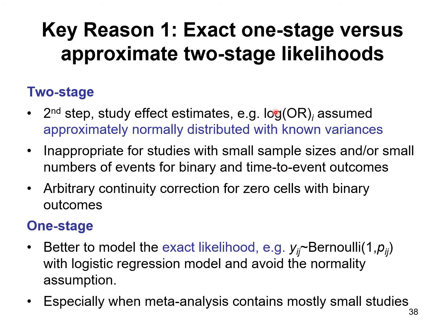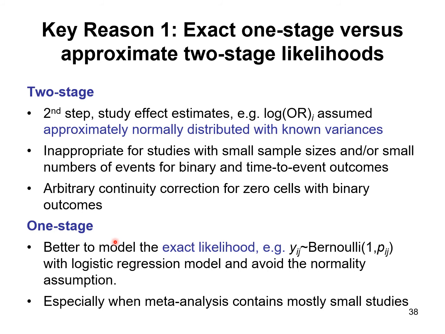Now, if you have 0 events, you'd need to do a continuity correction, and that's perhaps a little bit arbitrary and leads to bias. The second stage also assumes that your estimates have known variances. Well, when the data is small, the variances are estimated with a lot of uncertainty, and so that will be implausible as well. However, a one-stage approach doesn't have to do any of those things because you analyze the data exactly.